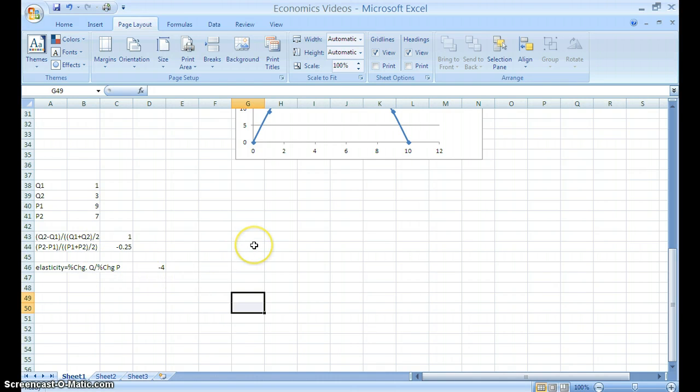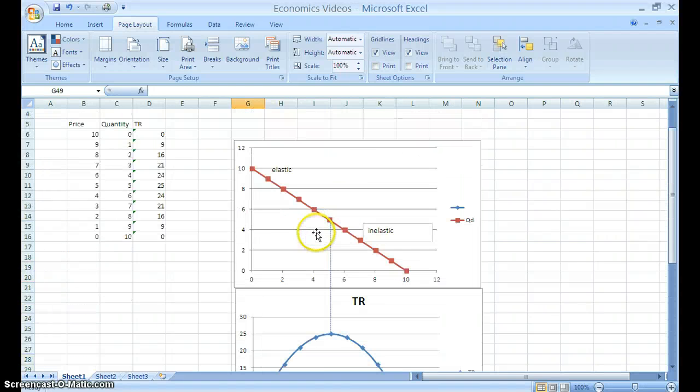What's the significance of the minus 4? The absolute value of minus 4 is 4, because when I say absolute value, I'm eliminating the sign. The absolute value of minus 4 is 4, which is greater than the absolute value of 1. That means I'm in the elastic region of my demand curve, and lowering price when I'm in the elastic region increases my total revenue. So let's try another one just for kicks.